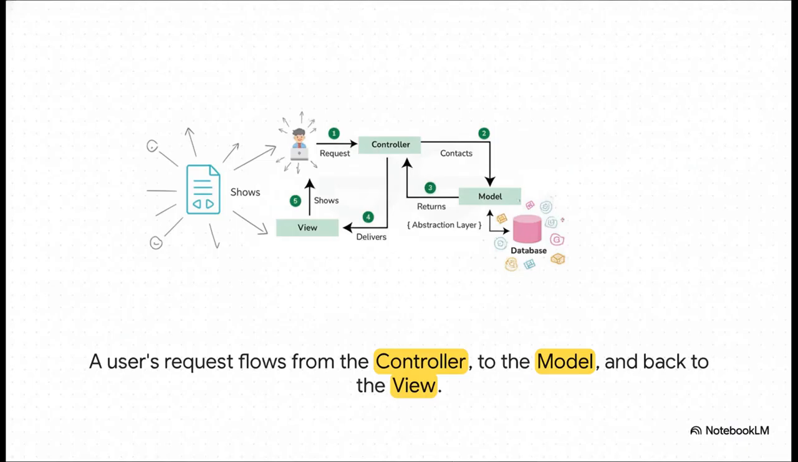All right, let's trace a single request. When you click a button on a website, that action goes directly to the controller. The controller acts like a traffic cop. It doesn't handle the data itself. Instead, it turns to the model and says, hey, I need you to go get this specific information. The model does its thing, grabs the data, and hands it back to the controller. And finally, the controller takes that data and passes it off to the correct view, which then builds the final page you see on your screen.